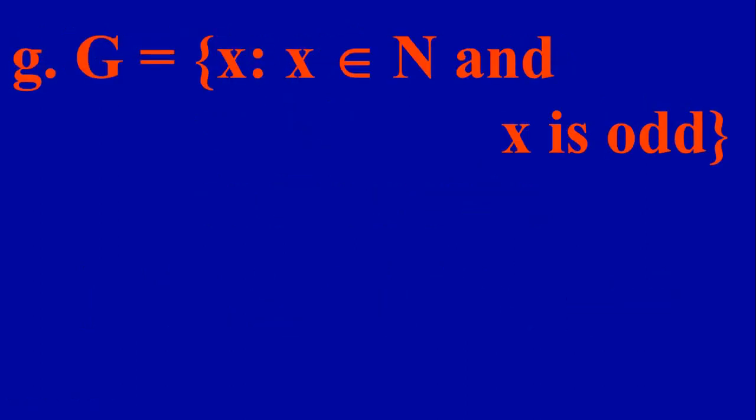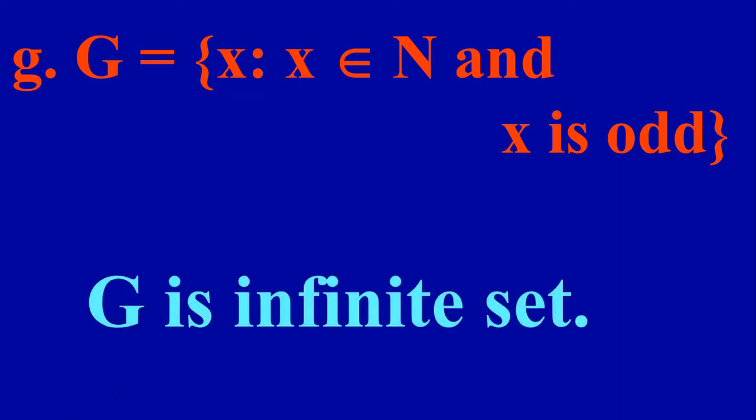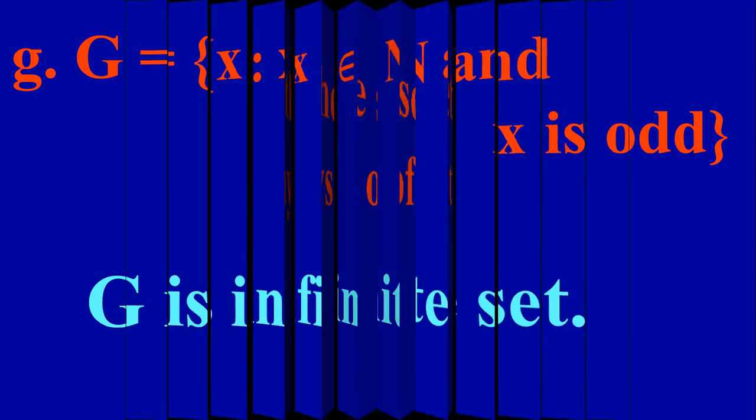Next one, G equal to the set of all x such that x belongs to N and x is odd. X belongs to N means x is a natural number and x should be odd. So that is odd natural numbers. We have 1, 3, 5, 7, etc. That means it is an infinite set. Now here G is 1, 3, 5, 7, etc. So therefore G is an infinite set.